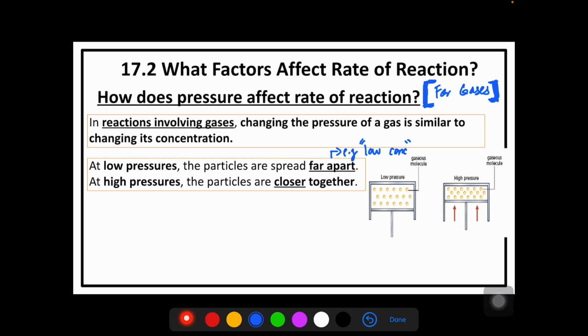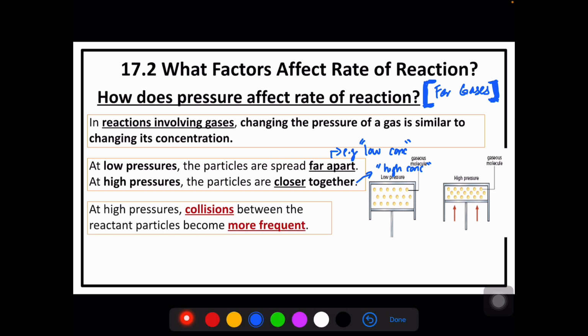At high pressure, when you press the container, when you compress it, the particles are now closer together. This will be similar to what we call a case of high concentration, because now they are crammed side by side with one another. So you get this idea that when you talk about pressure, it's pretty similar to the concept of concentration, but it's only applying for gases because it does affect how far they are.